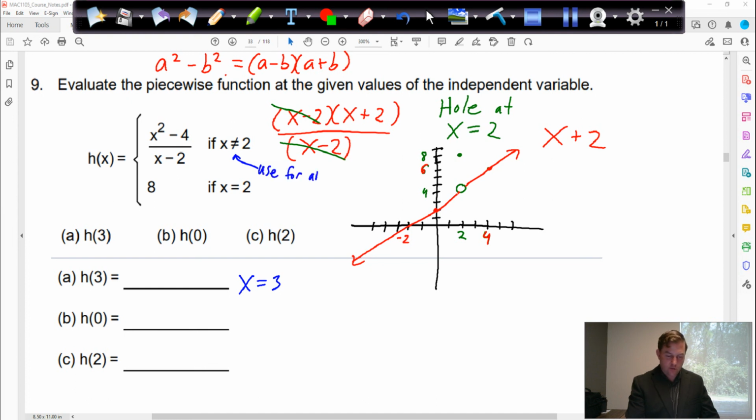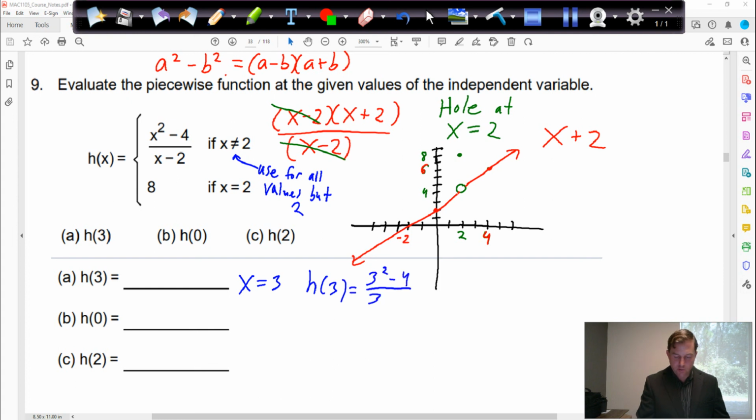Use for all values but 2. So x equal 3 is not 2, so we're going to use this 3 in the top equation. So we would do h of 3 is going to equal 3 squared minus 4 over 3 minus 2. Just replace those x's with 3's.